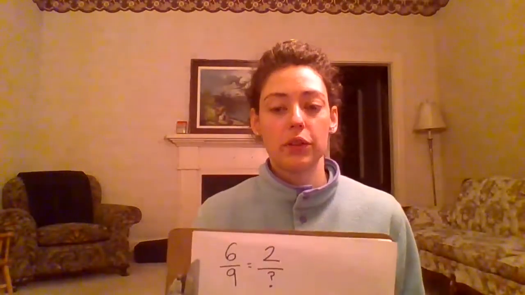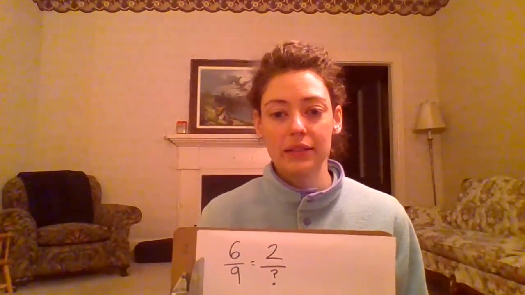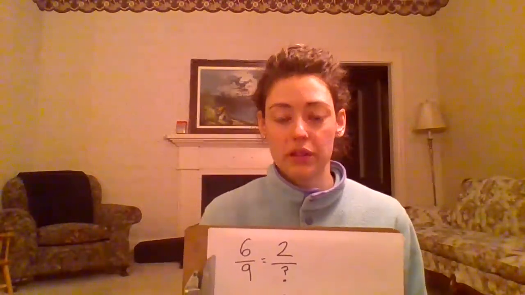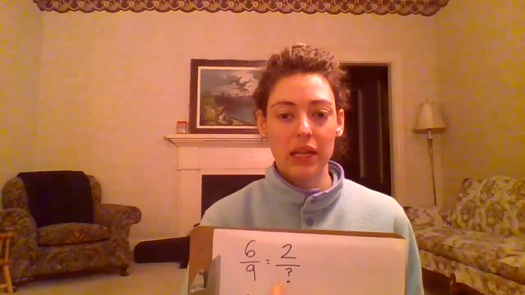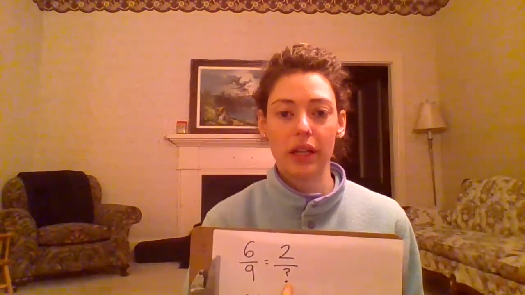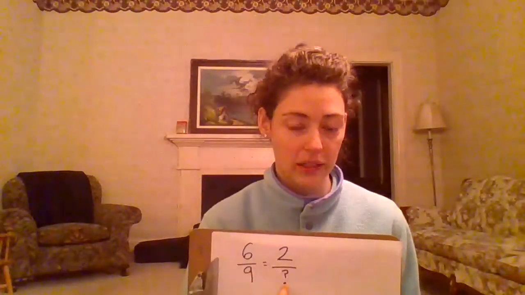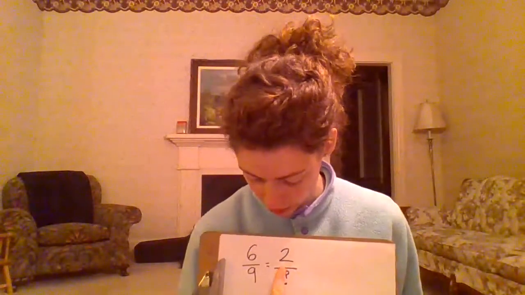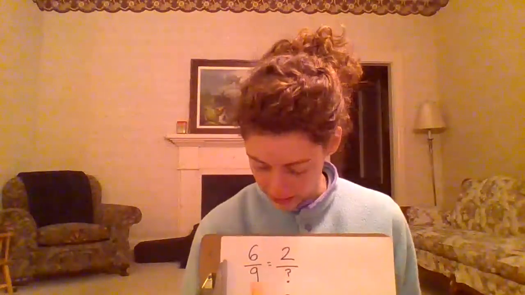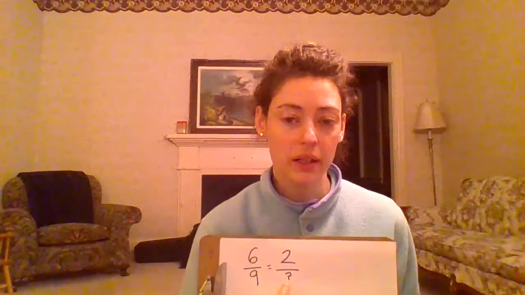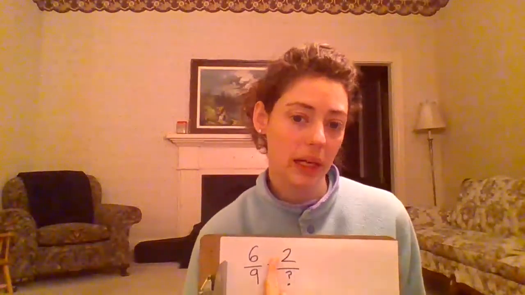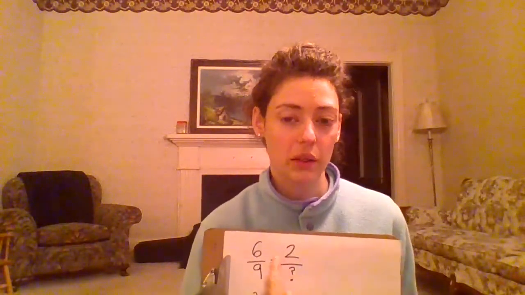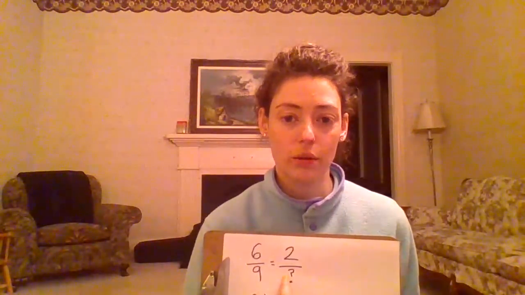Okay, so this first one: 6/9 is equal to 2 what? So 6 over 9 is equal to 2 over what? What we have to do is figure out what numbers should go here for these to be equivalent fractions. So what do you do to the 6 to change it into a 2? Well, you divide it by 3. So if we divide 9 by 3, we will get an answer that will make this an equivalent fraction. If you divided that by 3, you would get 3. So 6/9 is the same as 2/3.